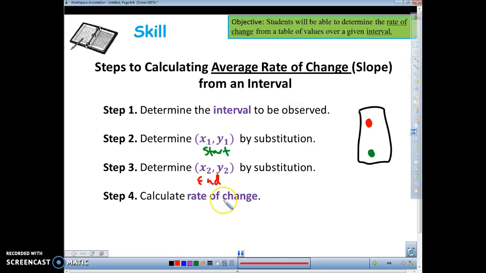Lastly, we're going to calculate the rate of change. I'll show you how to do this in a second. Make sure you get these in your notes. These are our 4 steps. Very, very easy. Determine your interval. Your x1, y1, that's your start. x2, y2, that's your end. And then we're going to plug into these formulas.